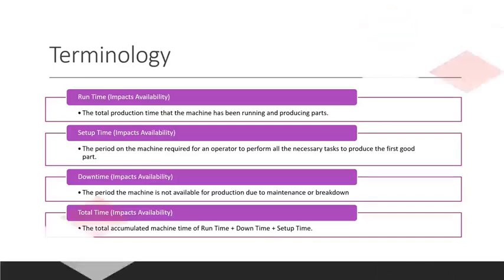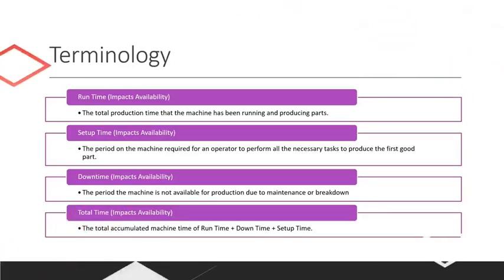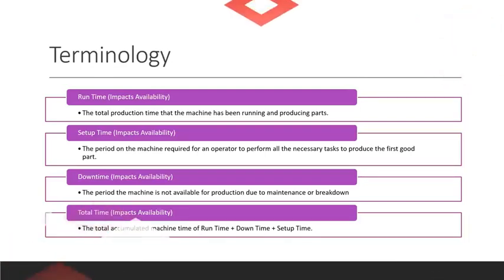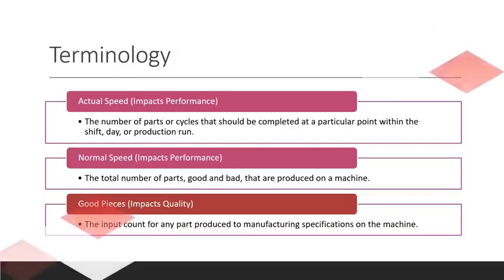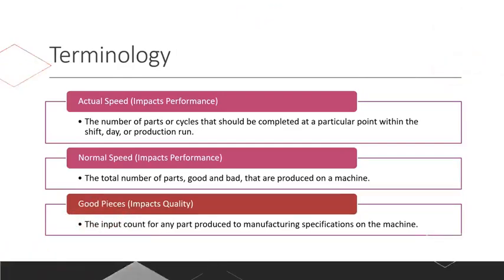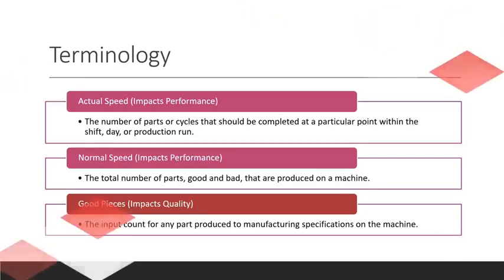And finally, the last impact is the total time. This encompasses the accumulated machine runtime, downtime, and setup time. Actual time is the number of parts or cycles that could be completed at a particular point within the shift, the day, or the production run. This has an impact on the performance.